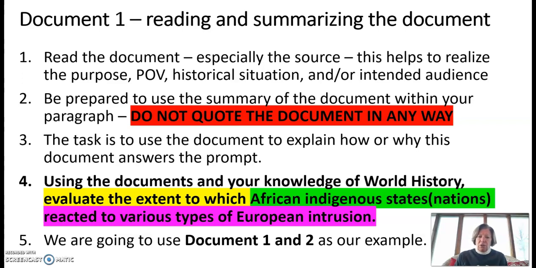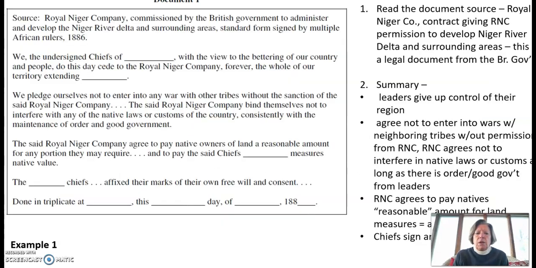The task is to use the document to explain how or why this document answers the prompt. So our prompt is, using the documents and your knowledge of world history, evaluate the extent to which African indigenous states reacted to various types of European intrusion. And we're going to use documents 1 and 2 as our example. All right, so this is document 1.